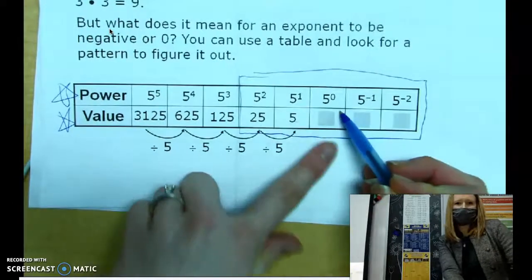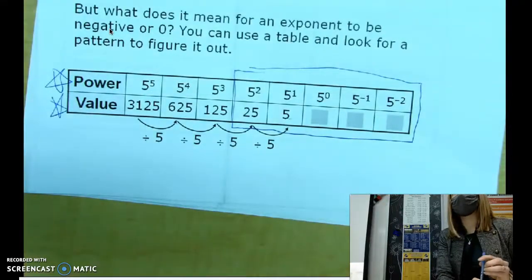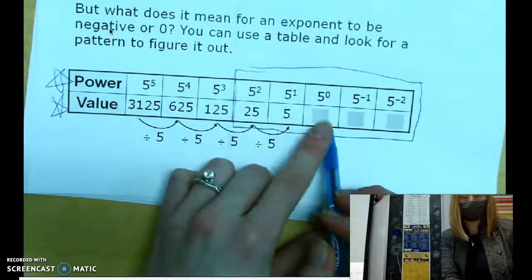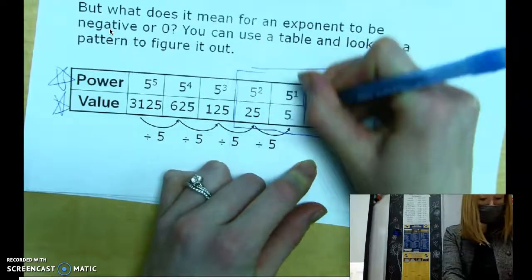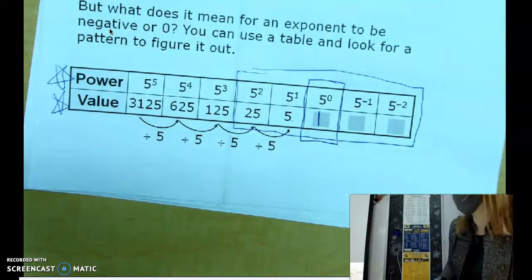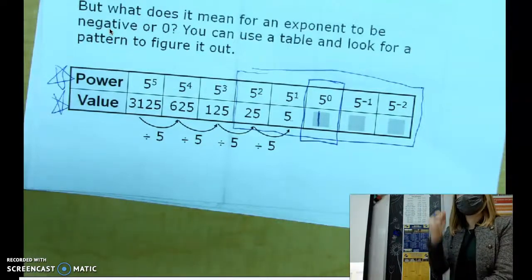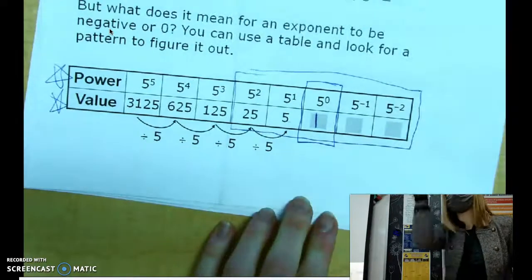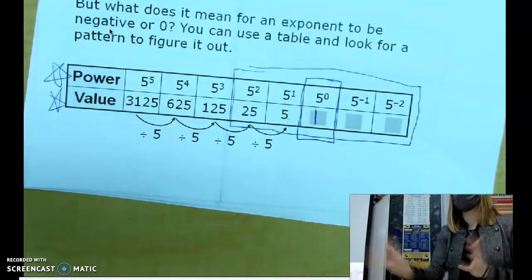So what should 5 to the 0th power be? Wait a minute. Look at the table again. Do you see what we're doing? We're dividing by 5. What's 5 divided by 5? This property right here is probably the most commonly mistaken property I see in Algebra 1 and Algebra 2. Anything to the 0th power is always 1 because you're taking your base and you're dividing it by itself. So then you should end up with 1.